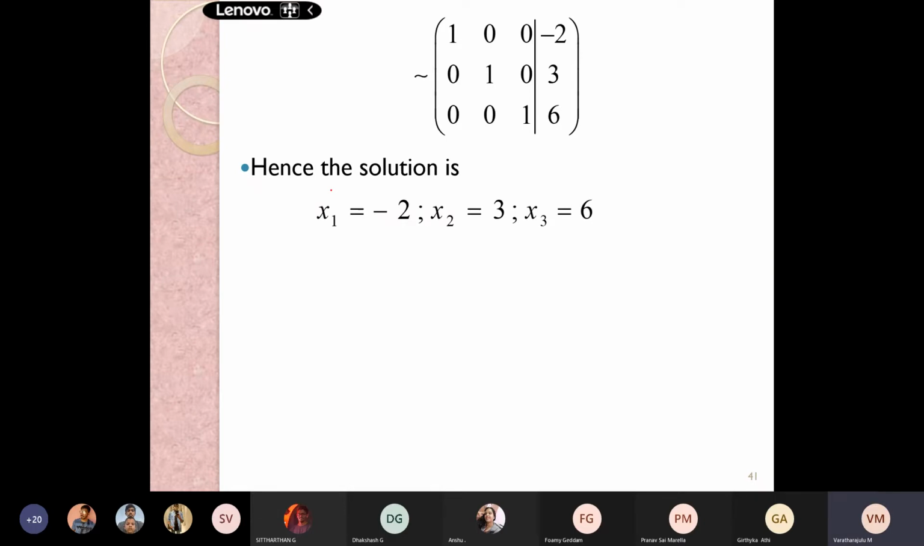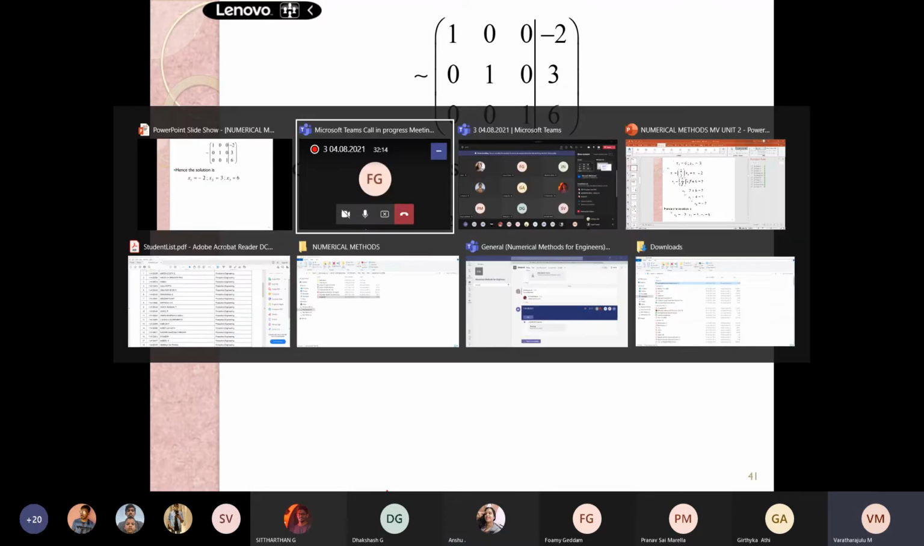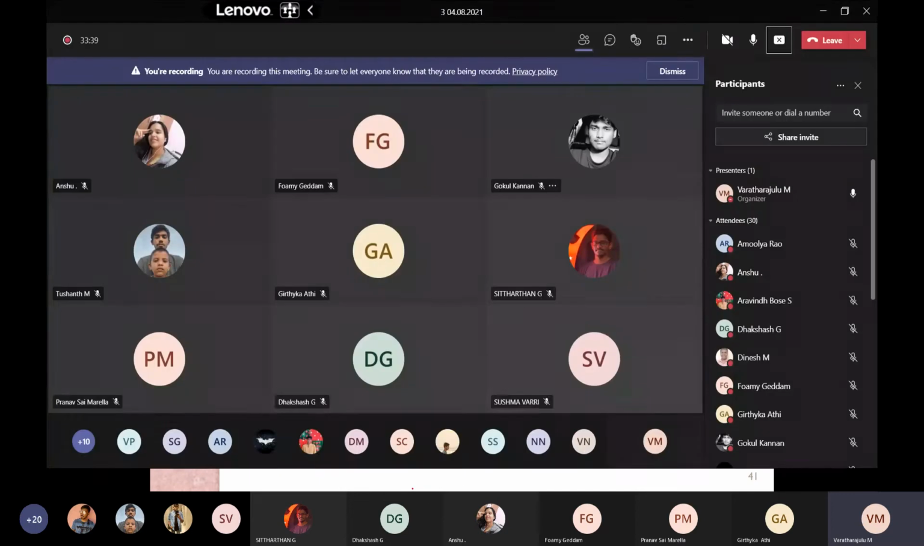Okay. Any doubts or any clarification with the Gauss-Jordan method? Any clarification? Okay, we'll discuss the current affairs and we'll come back to the numerical methods.